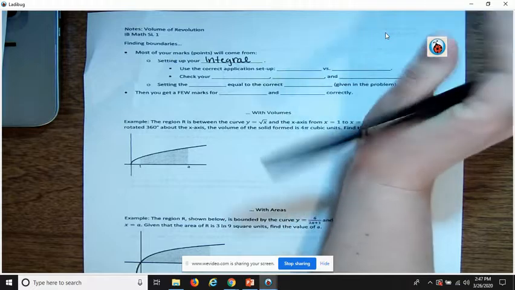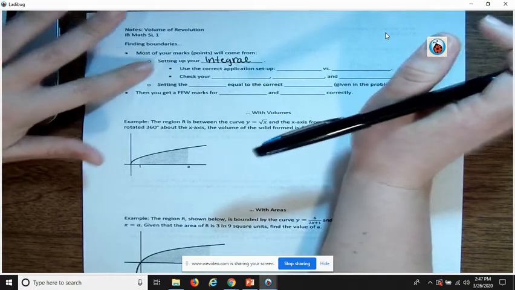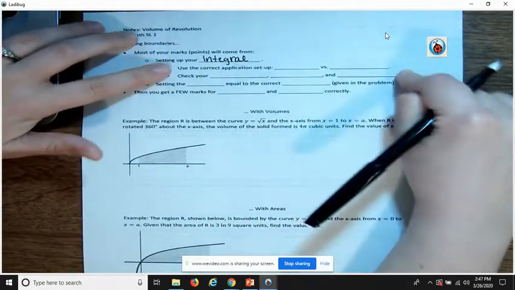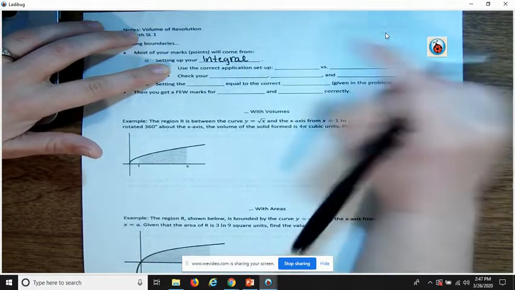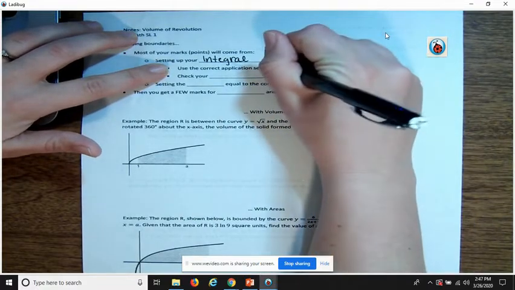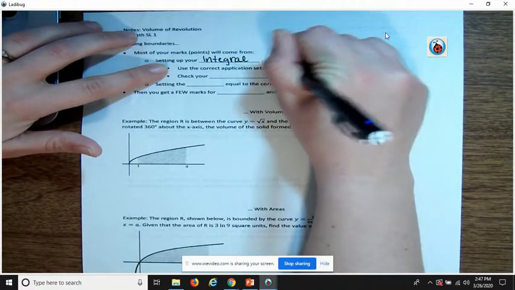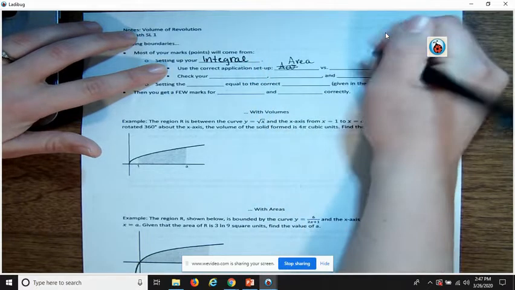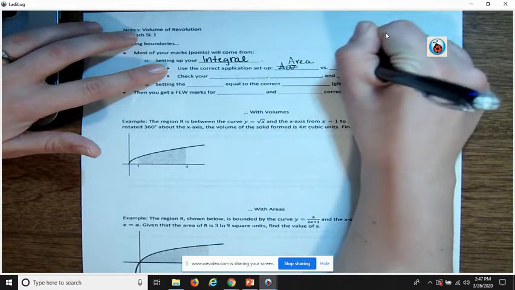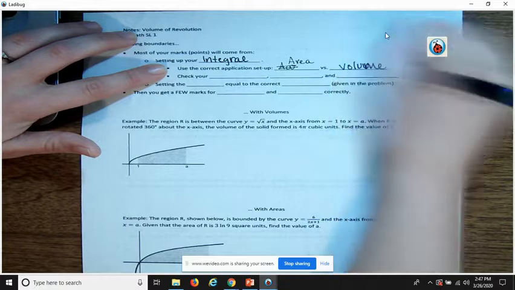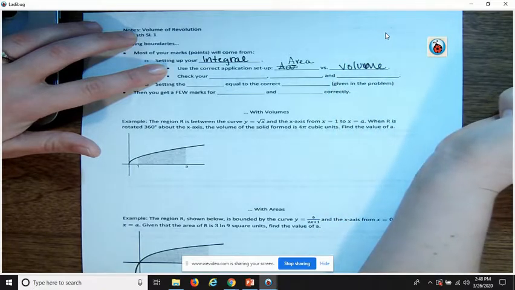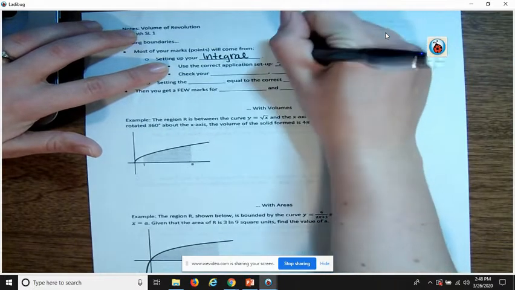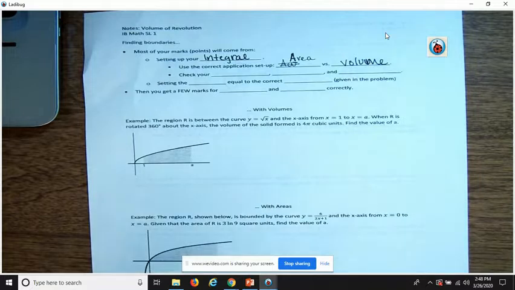So setting up your integral, one of those aspects is using the correct application or setup. And the two ways you can set it up are for area, volume. Okay, so we can do area problems, we can do volume problems. You just have to make sure you set it up the right way.